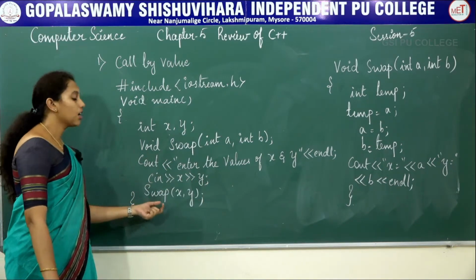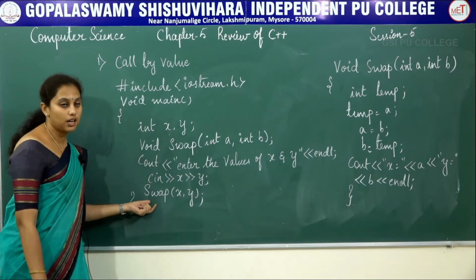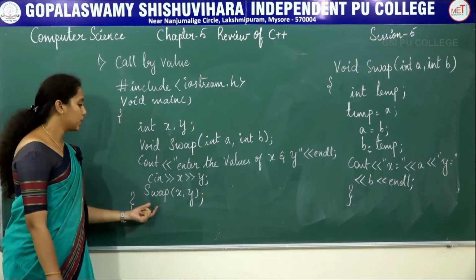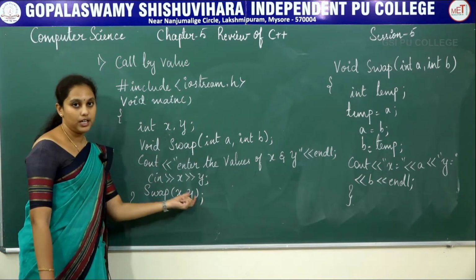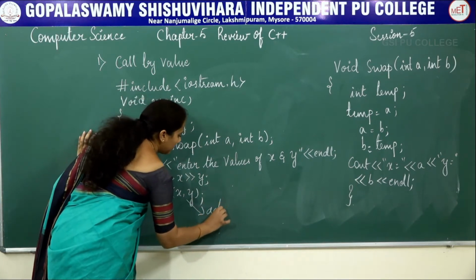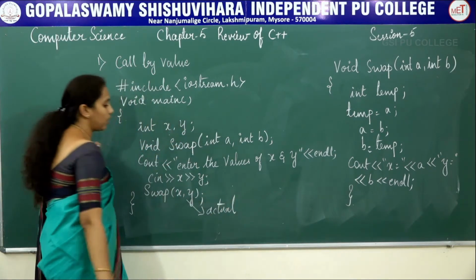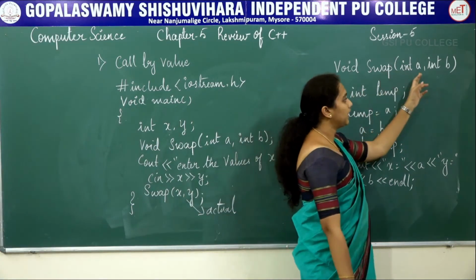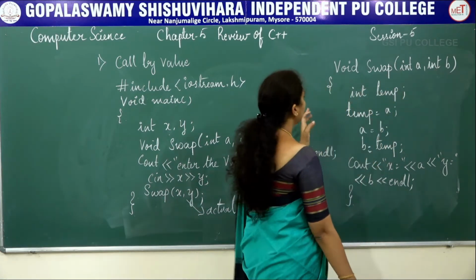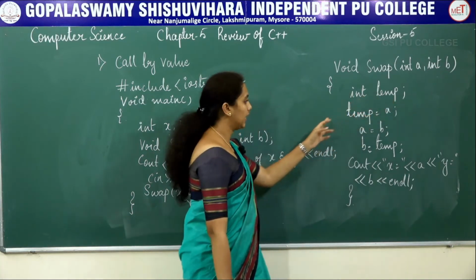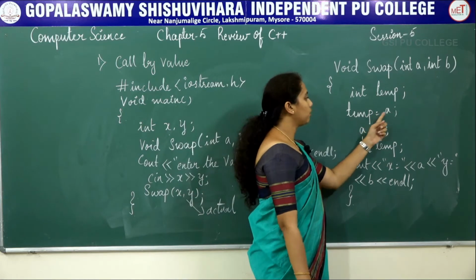After accepting, we are calling the function here. What is the function name? The name of the function is swap. Swap x comma y. These variables are called actual parameters, or we can call them actual arguments. Void swap int a comma int b. So int temp variable is declared here. So temp is equal to a.